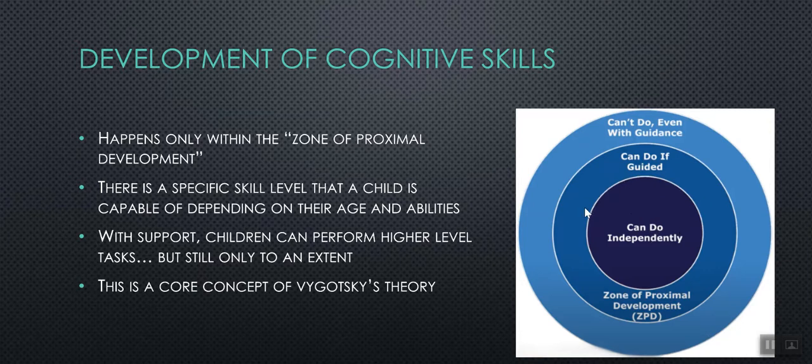The zone of proximal development is here, just outside that inner circle. So they can do some additional tasks if they're guided or offered support, but maybe not fully independently yet. And then the outermost circle is something that they can't do even with guidance, right? A 6-year-old child is not going to be able to drive a car, right? Their legs can't reach the pedals. I mean, they just absolutely cannot do it no matter how smart they are.